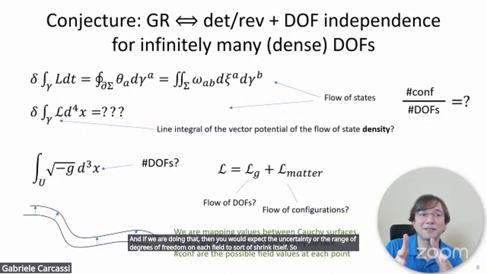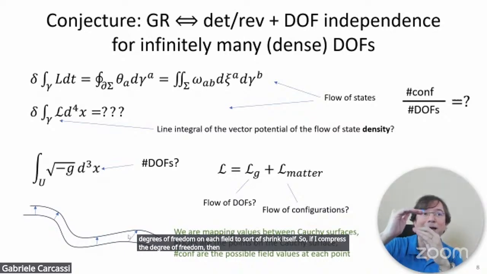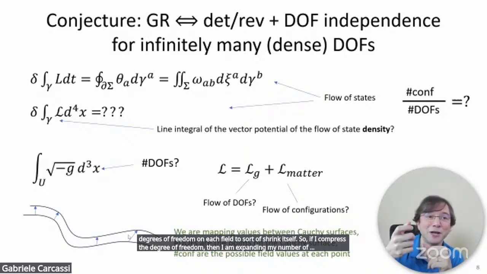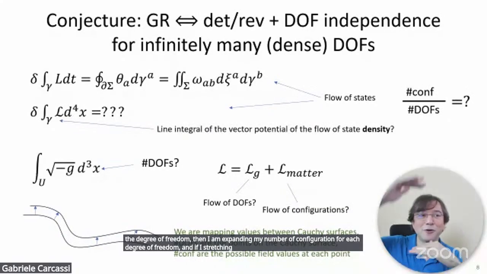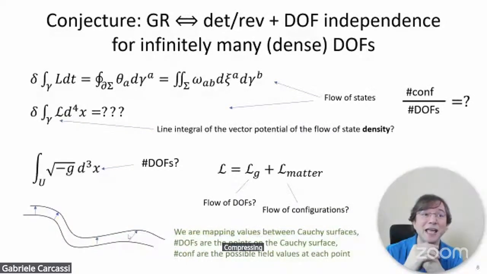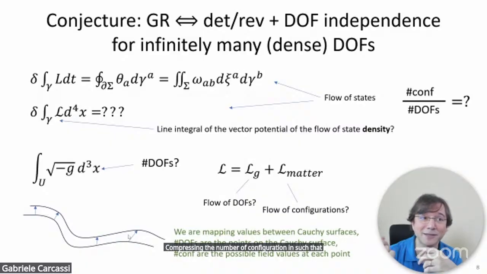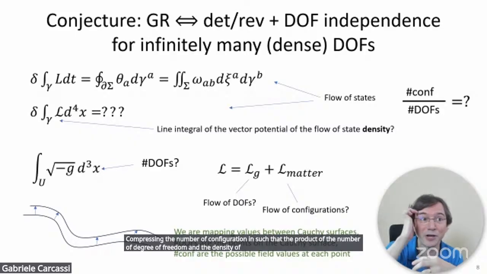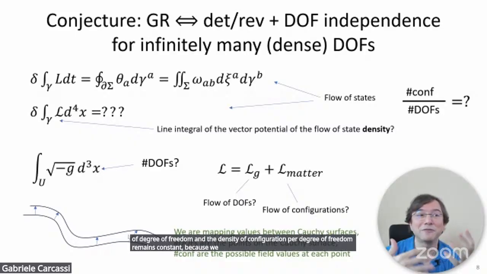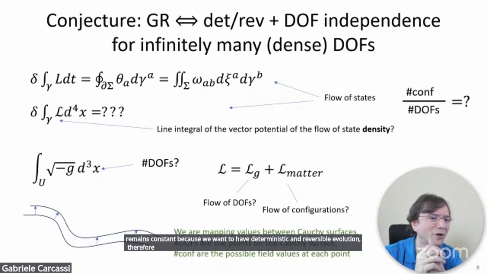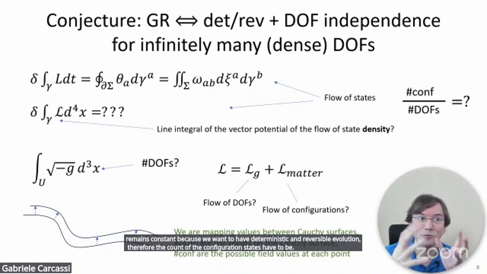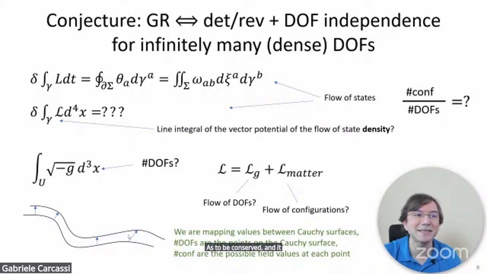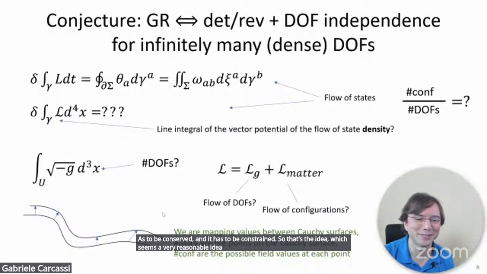So if I compress the degrees of freedom, then I am expanding my number of configurations for each degree of freedom. And if I am stretching the degrees of freedom, then I am compressing the number of configurations, such that the product of the number of degrees of freedom and the density of configurations per degree of freedom remains constant, because we want to have deterministic and reversible evolution. Therefore, the count of the configuration states has to be conserved, and it has to be constrained. So that's the idea, which seems a very reasonable idea, and it seems that it should work.